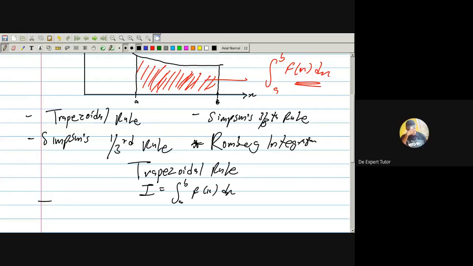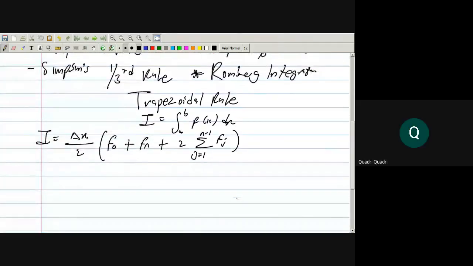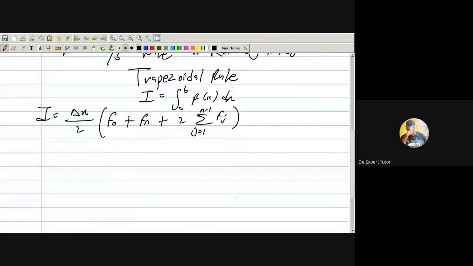So the formula is this: I equal to, look at this, delta x over 2, times f naught plus fn, then plus 2 times the summation j equal to 1 to n minus 1 of f of x j. Don't worry, I'll tell you what this means. It's very, very simple. I'll start with a question so you don't have to cram this formula.